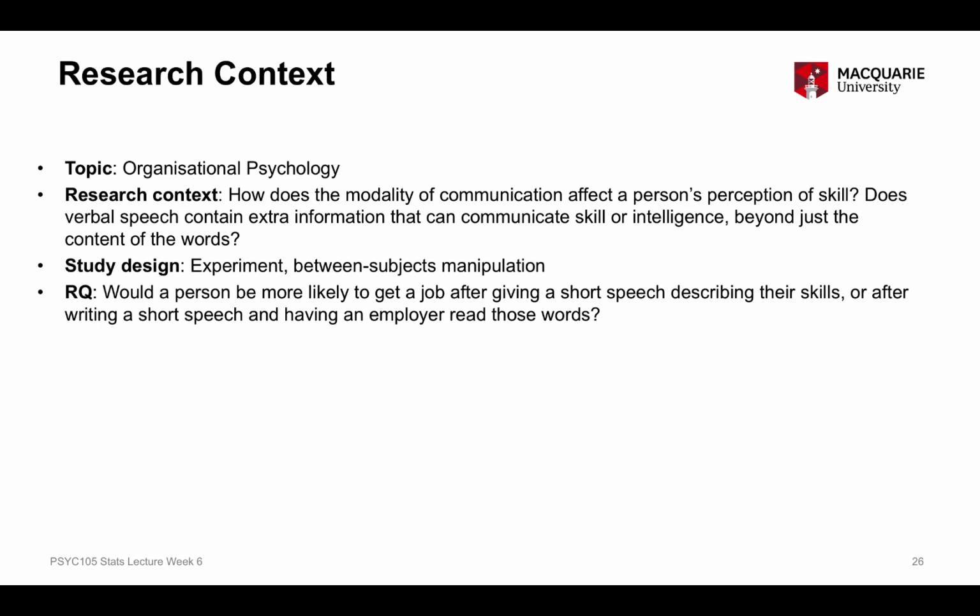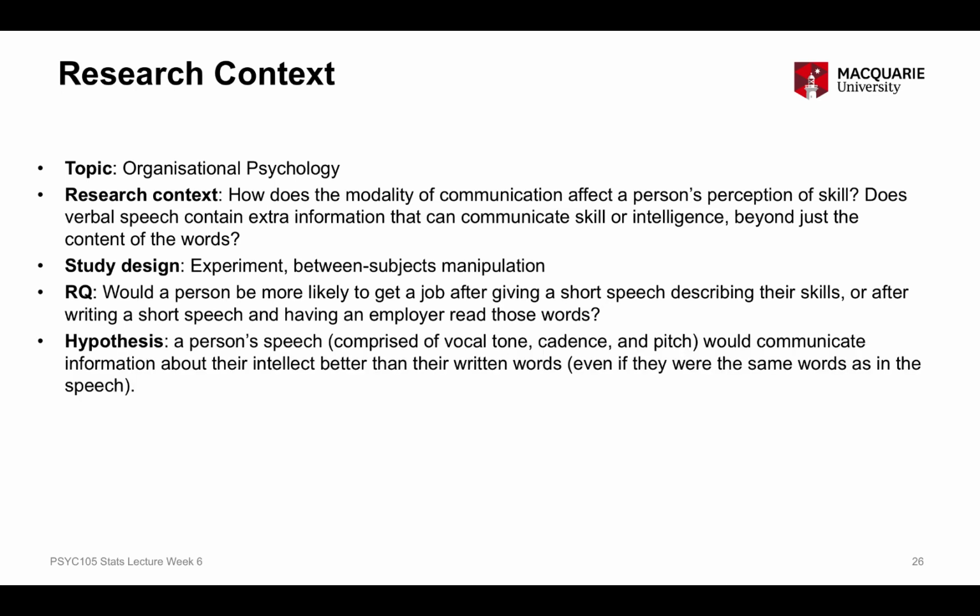Our particular research question here is whether a person is more likely to be hired for a job, more likely to get a job, after giving a short speech describing their skills, or after writing the equivalent of a speech and having the employer read those words. So is there a difference in their likelihood of being hired depending on whether they spoke the words or whether the words were just read, whether they were written words that were read?